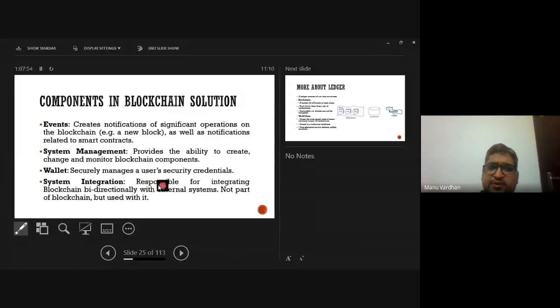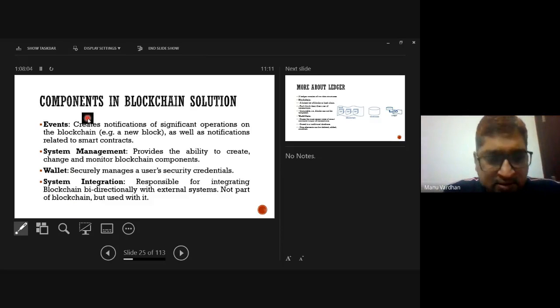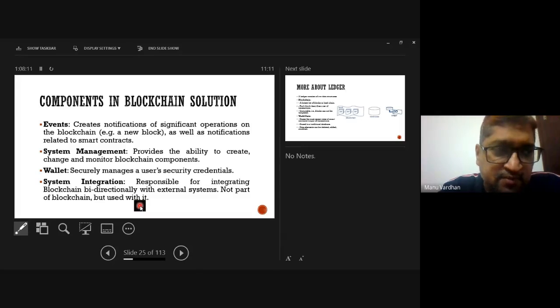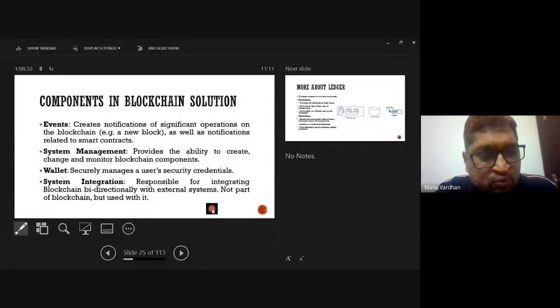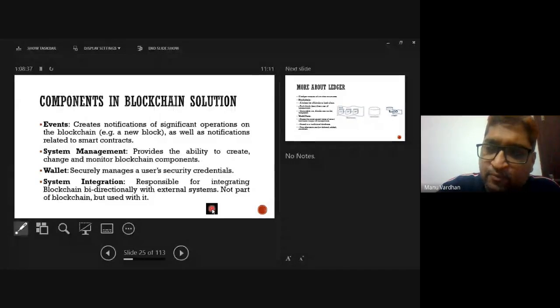Then we have the last one, system integration. They're responsible for integrating the blockchain bidirectionally with external systems, not part of the blockchain but used with it. And one more thing I want to discuss: these days you are seeing that your existing payment wallets are interoperable. It means you can use just one app for making payment to any QR code. Earlier, a Paytm QR code could only be paid via the Paytm app. But now you can use any payment app to make payment to any app, like Paytm, PhonePe, Amazon Pay. So interoperability is there.